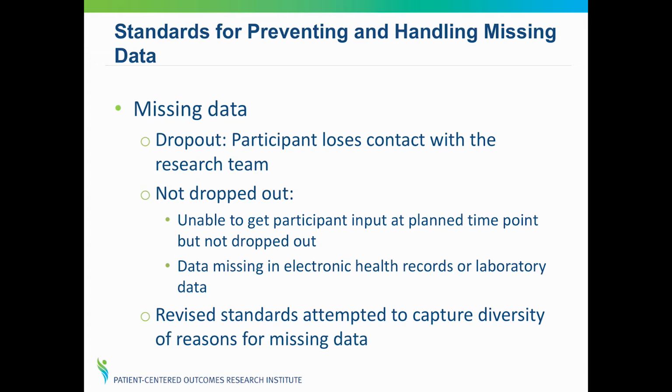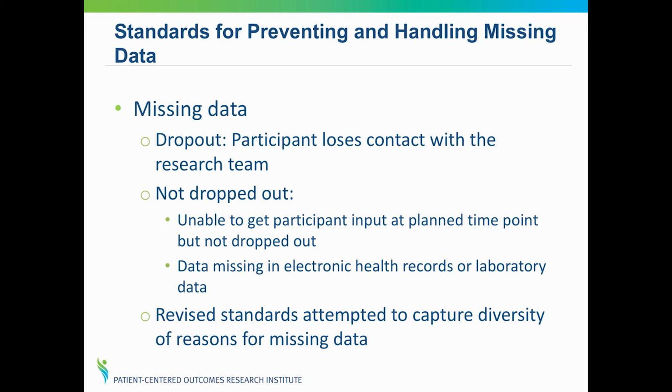I think that this refers to the fact that missing data can take different forms. Probably the easiest one to understand is when a participant in a study, for some reason, loses contact with the research team. And so essentially, there's no more data available for that participant, even though there was a plan to continue to gather outcome information from the participants for a longer period of time. That's the classic case of dropout. And in fact, the concept of dropout is still referred to in the missing data standards.